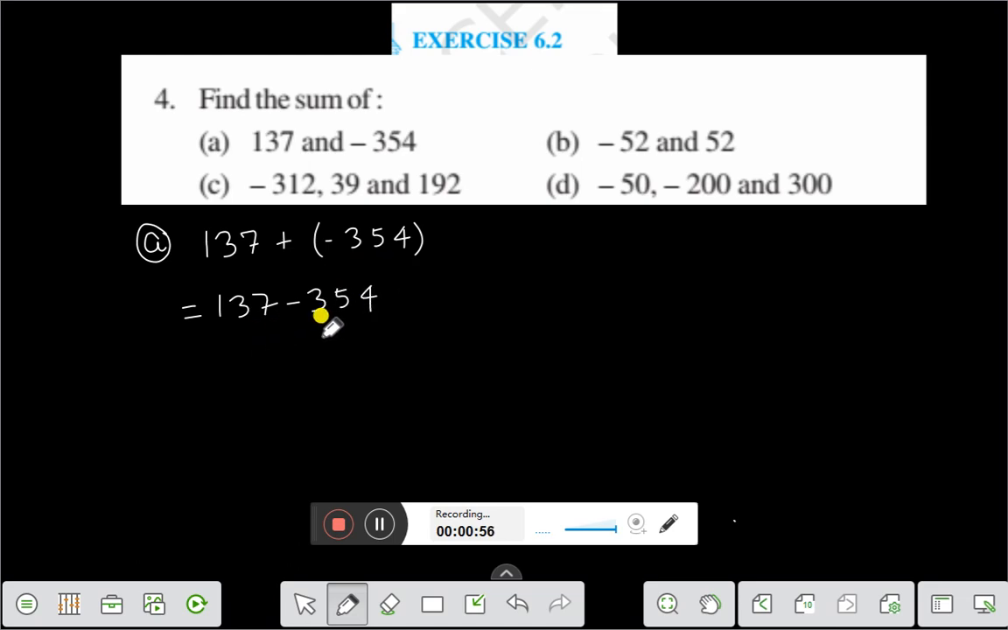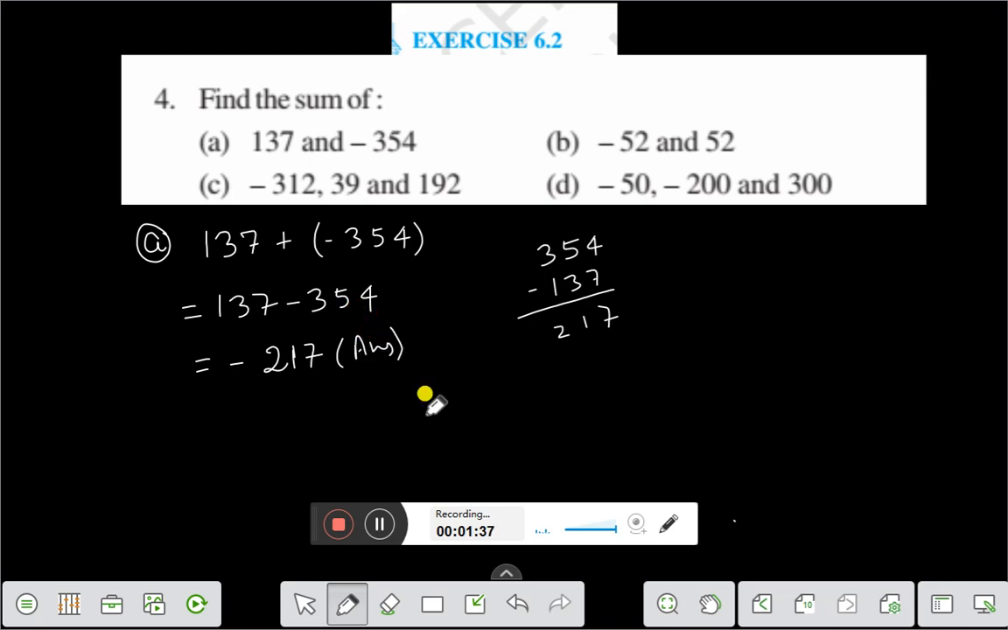Now we subtract the smaller number from the bigger one, that is 354 minus 137. 7 carry 1, 3 and 4 is 5, 1 and 1 is 2, 3 minus 2 is 1: 217. The answer is 217. This is one. Now which one is bigger, 137 or 354? 354 is bigger, therefore the sign will be minus. This is the answer of question number A.